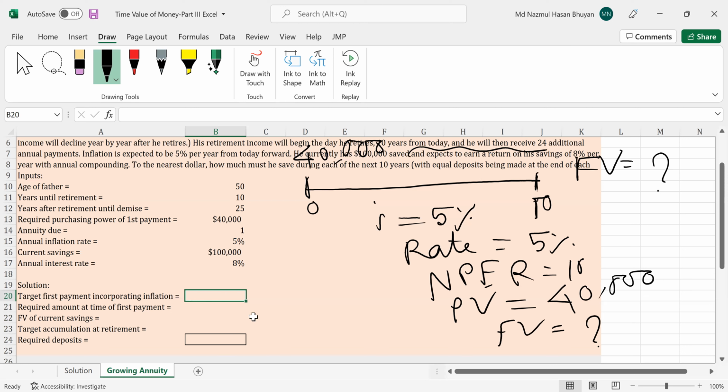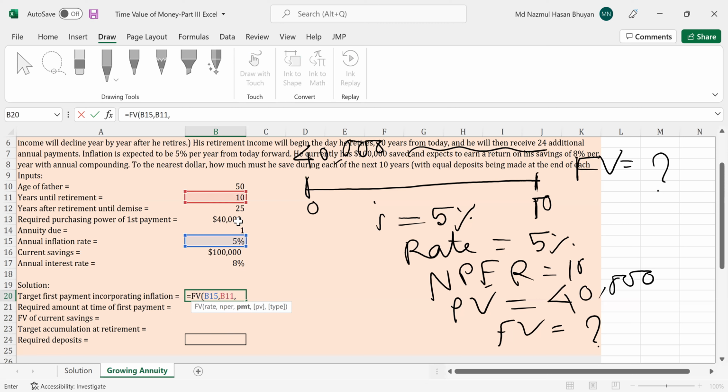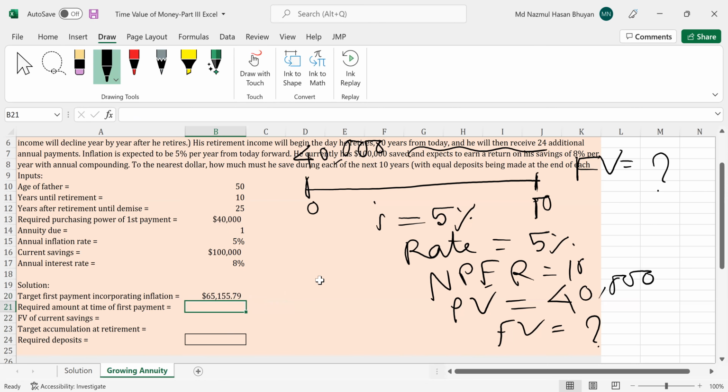All right. Equal future value, and then rate 5%, then NPER 10, PMT 0, and then present value, so negative $40,000. Hit enter. So your father wants to get $65,155.79 retirement income in each time period. All right.